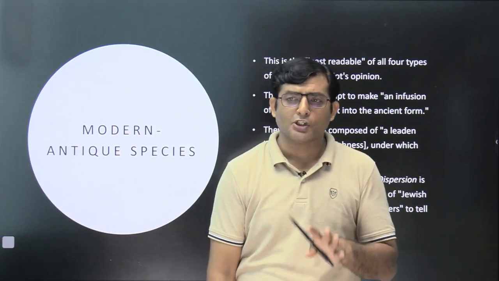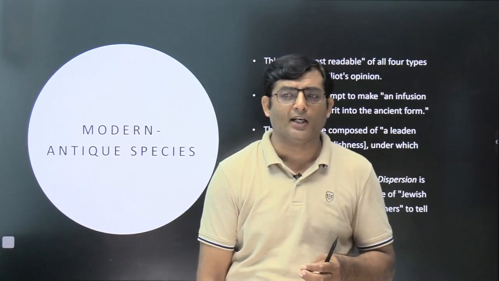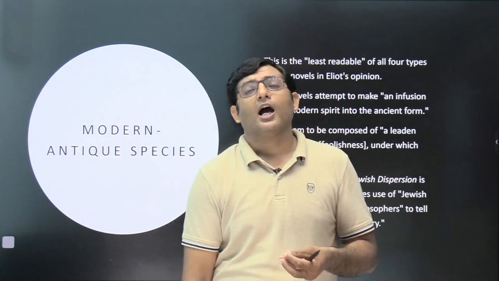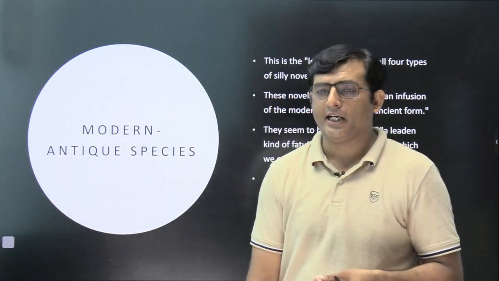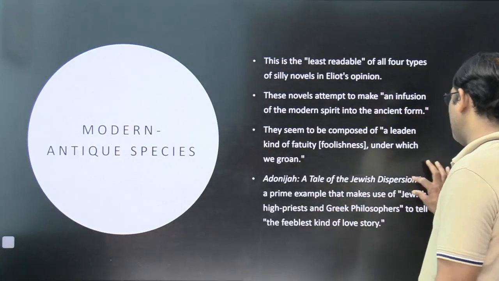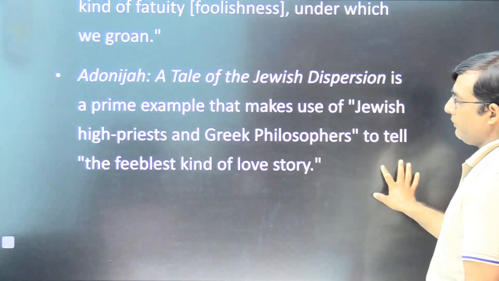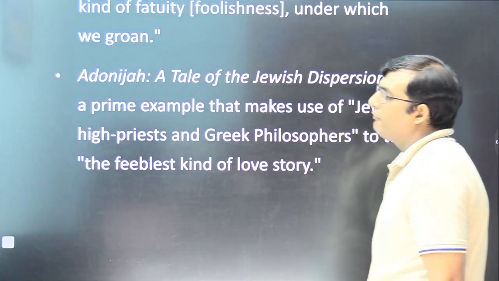However, they fall short of this lofty goal since they offer little that is new and simply cover their lack of quality in ancient names and locales, ancient names and settings. They seem to be composed of a latent kind of foolishness under which we groan. She also gives an example, George Eliot: Adonijah, a Tale of the Jewish Dispersion, is a prime example that makes use of a Jewish high priest and Greek philosophers to tell the feeblest kind of love story.